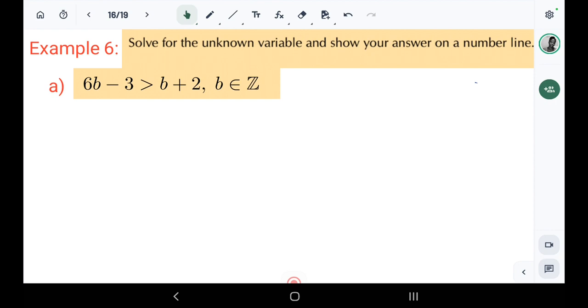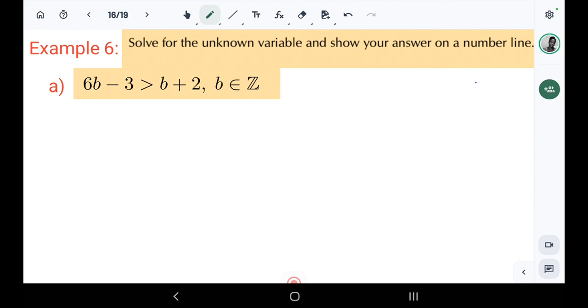Next question. Solve the unknown variable and show your answer on a number line. Notice something here. We not only have an inequality like we did with the others, but they're specific about what type of real number the solution must be represented in. In this case, b must be an element of integers. Now we know integers are whole numbers including negative numbers and 0 in the middle with positive numbers to the right, all going from negative infinity all the way to positive infinity. So we keep that in mind when we solve questions like this.